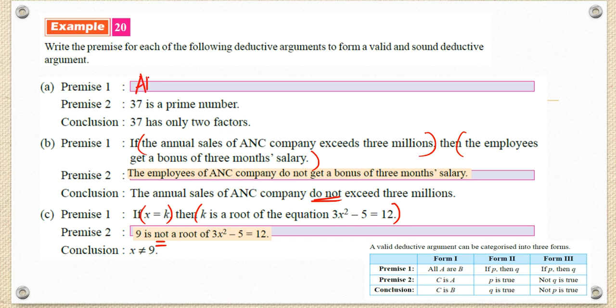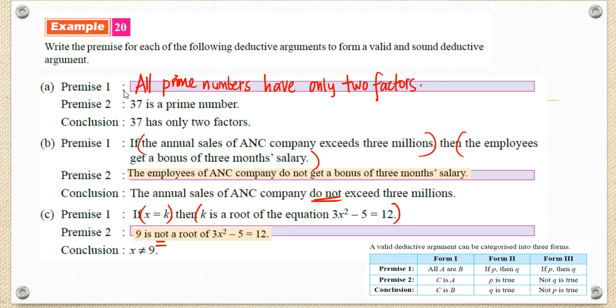All prime numbers have 2 factors. Correct? Right? Yeah. This premise 1 here, it is valid and sound because it's true and it's valid from form 1.